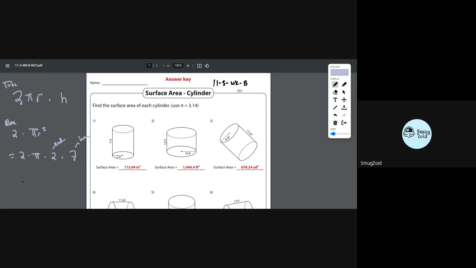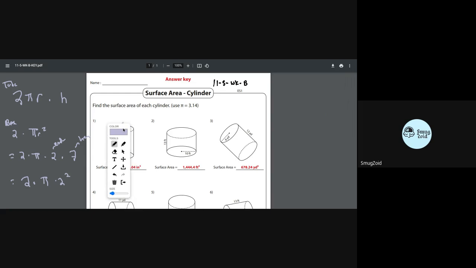Now you have to do the base. The base would be what? 2 times pi times 2 squared. That's for base 1 on the bottom, and base 2 is going to be the one on top. This one's identical to that. This one's set up the same way.